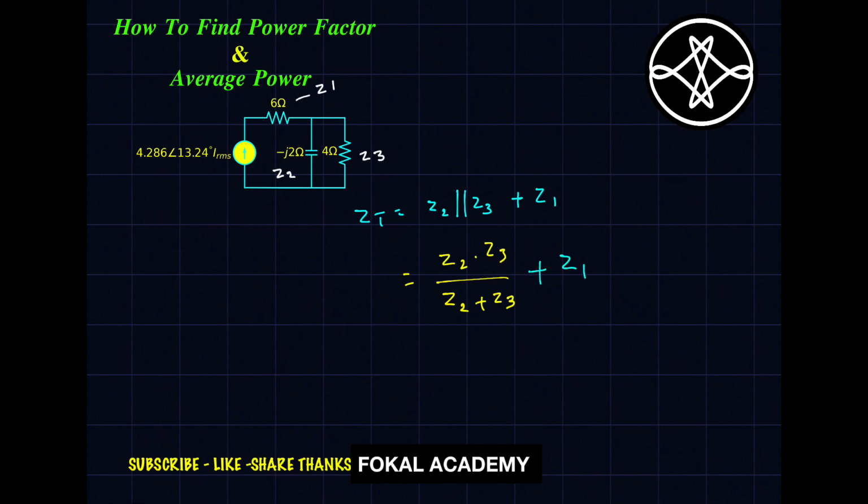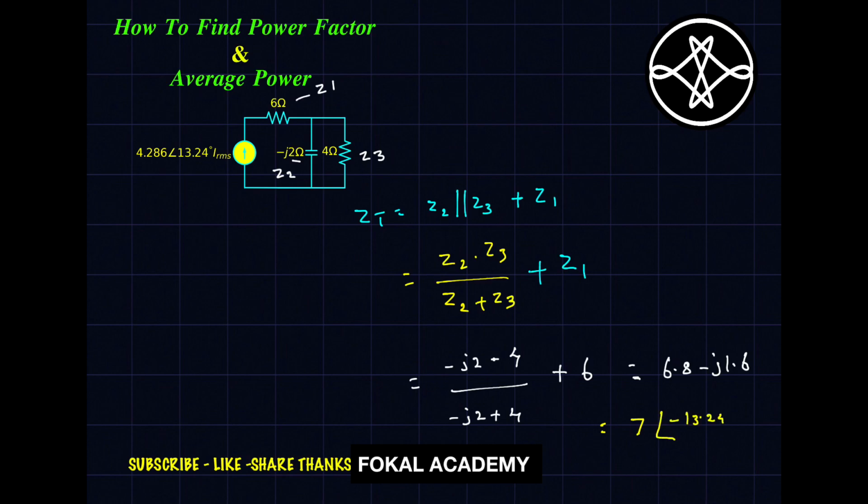Now substitute the values here. Z2 is minus j2 ohms, so that is minus j2 into 4 upon minus j2 plus 4, plus Z1, which is 6. By simplifying this using a calculator, we will get 6.8 minus j1.6. Convert this into phasor form. By using a calculator, we will get amplitude 7 and phase angle minus 13.24.